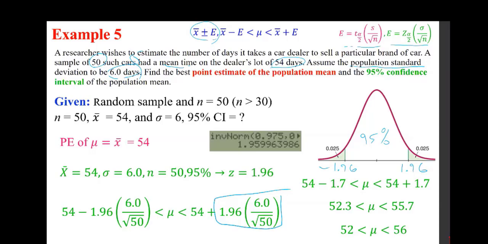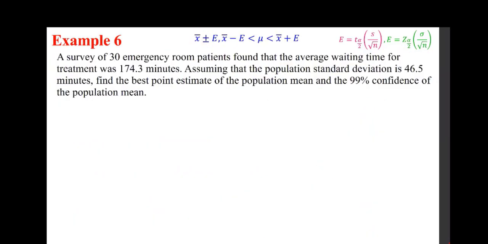Let's go to the next one. A survey of 30 emergency room patients found that the average waiting time for treatment was 174.3 minutes. Assuming that the population standard deviation is 46.5 minutes, find the best point estimate of the population mean and the 99% confidence interval of the population mean.